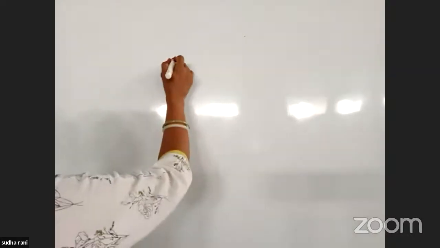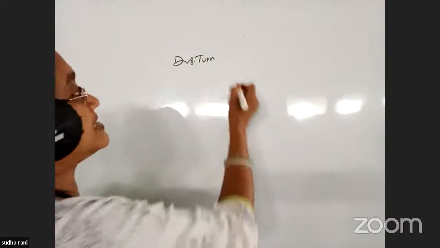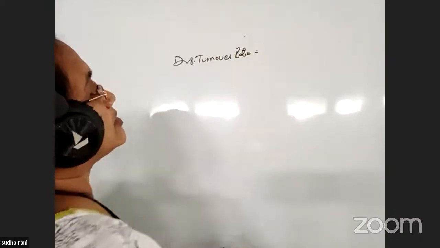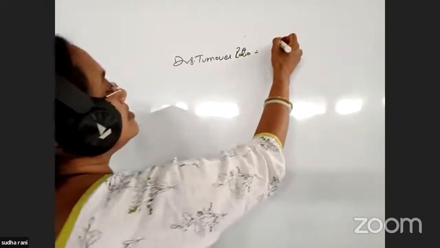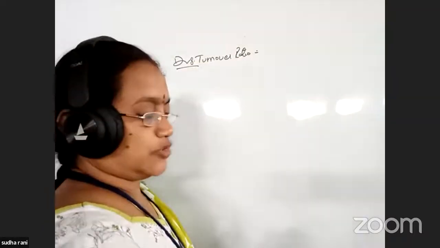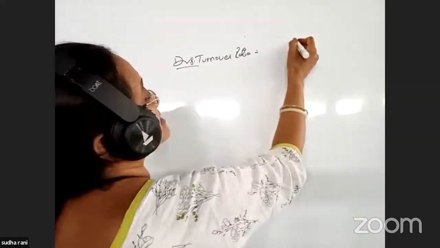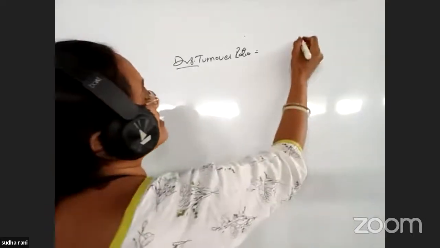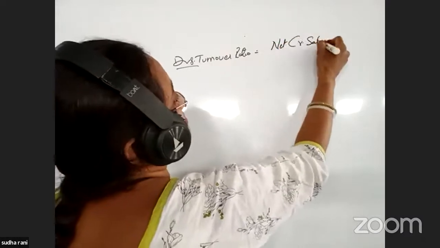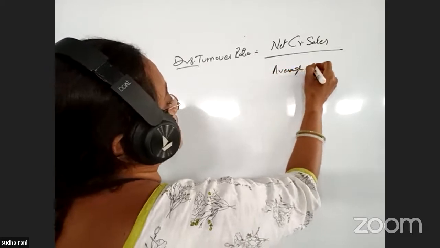Now the next ratio is the debtors turnover ratio. This comes under the turnover ratios. Turnover ratios we express in terms of times. Debtors turnover ratio equals debtors, and debtors means the customers to whom we sold goods on credit, right? So what should we take? Credit sales. The relationship of debtors with credit sales: net credit sales divided by average debtors.